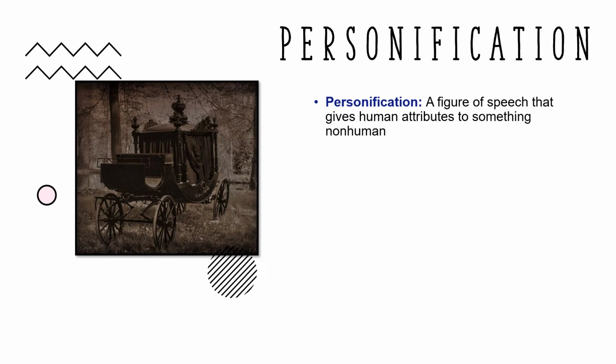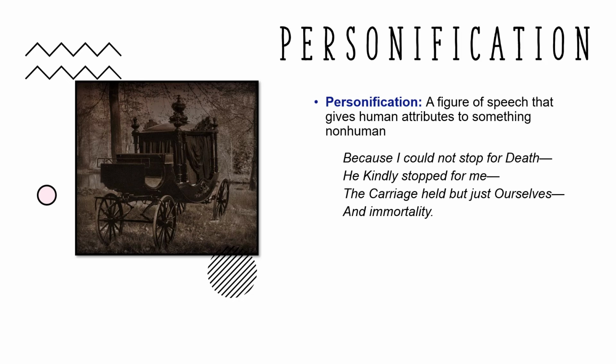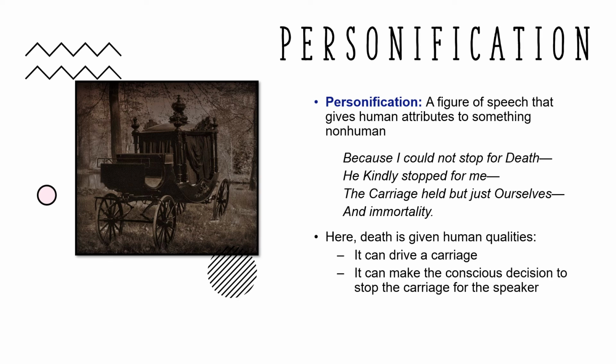Personification is a figure of speech that gives human attributes to something non-human. Let's look at a few lines from the poet Emily Dickinson. "Because I could not stop for death, he kindly stopped for me. The carriage held but just ourselves and immortality." Here, death is given human qualities. It can drive a carriage, it can make the conscious decision to stop the carriage for the speaker, and it's given the pronoun he.